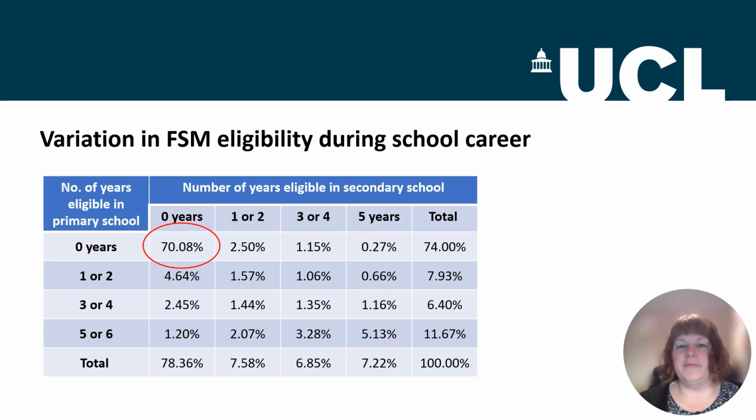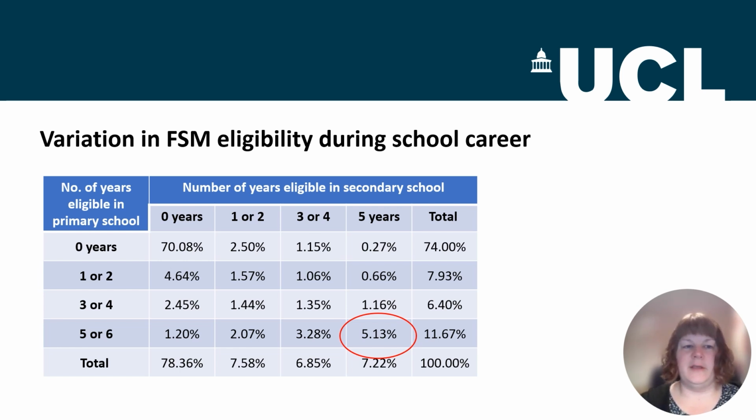So just to give you a flavour of the variability that we have in the data, this table is showing you the number of years for which an individual is eligible for free school meals, split according to primary school in the rows and secondary school in the columns. So you can see here through this figure that I've highlighted in red that around 70% of individuals in our sample were never eligible for free school meals at all during their school career. And we can contrast that with around 5% of individuals who were eligible throughout, or almost throughout, the entirety of their school career.